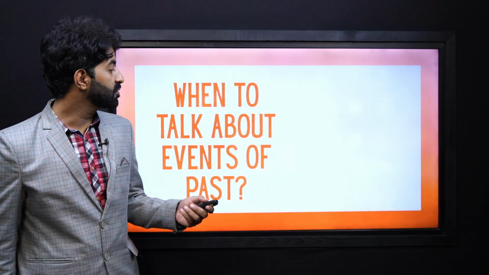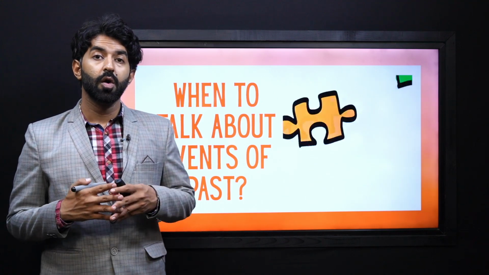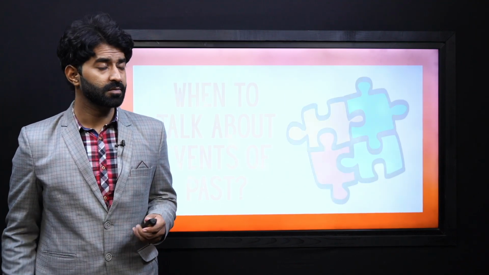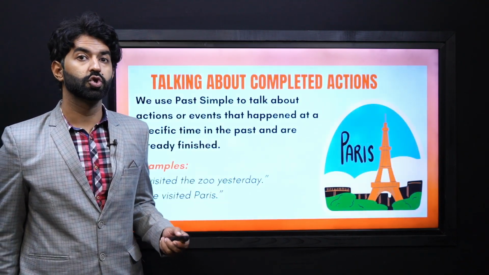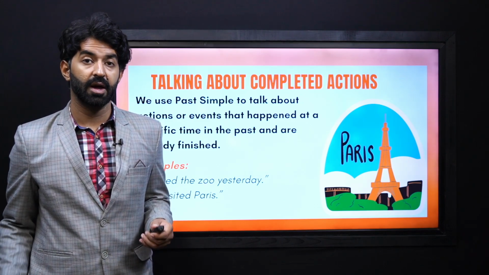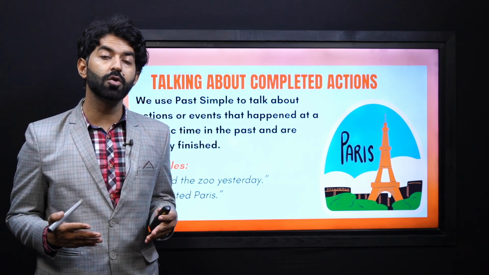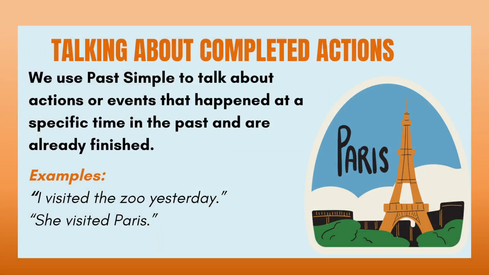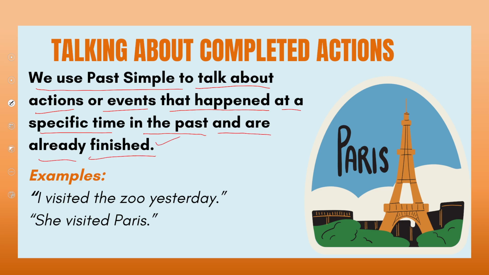Now, let's move on. Let's see when do we use our past simple tense. Now, we use it to show a complete action, an action that has been completed already in the past. So, to show that, we use past simple to talk about actions or events that happened at a specific time in the past and are already finished or completed.